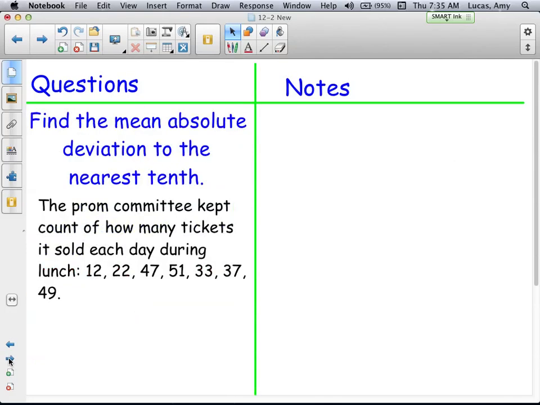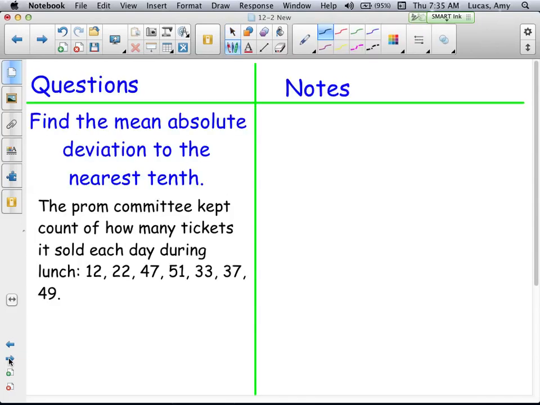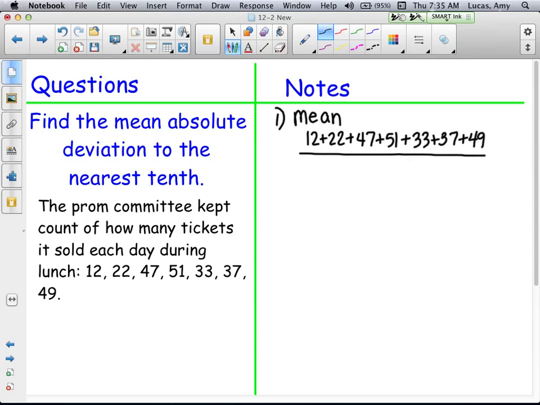All right, so we've got our numbers. The first thing we're going to do is find the mean. So, I need to add all of these numbers. Of course, you can use a calculator. You really need one for sure on standard deviation. Divide by 1, 2, 3, 4, 5, 6, 7.